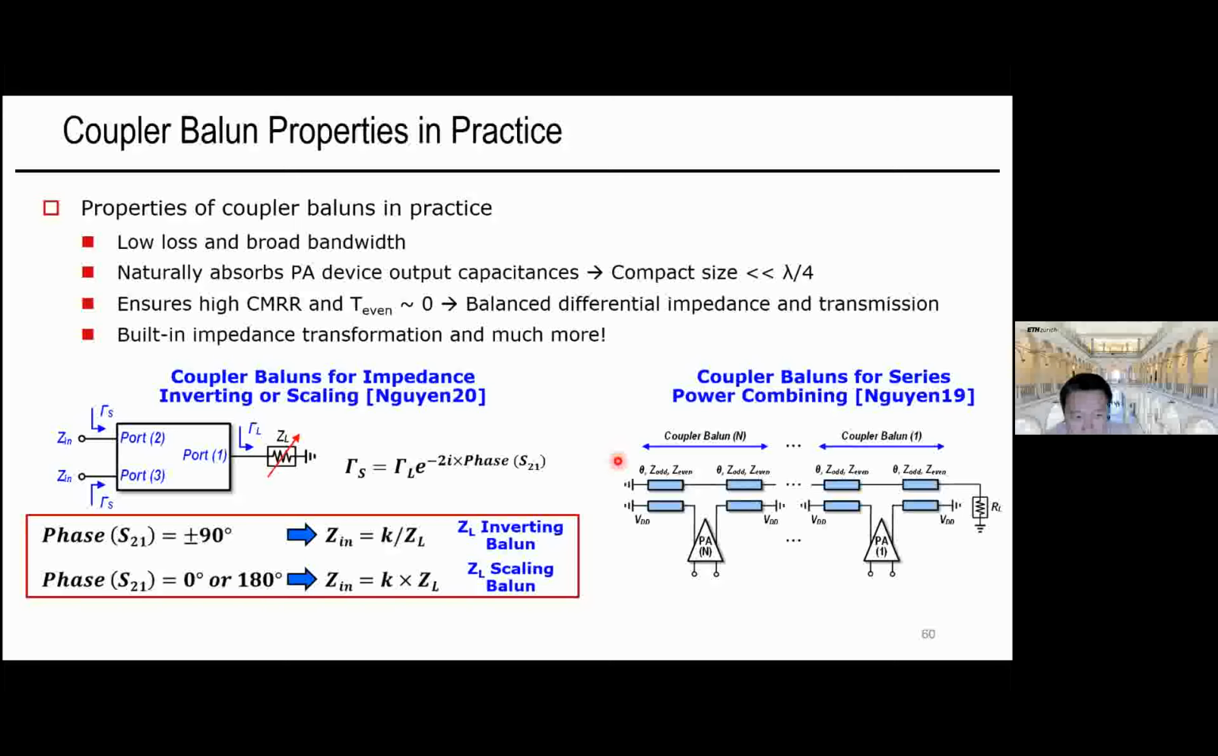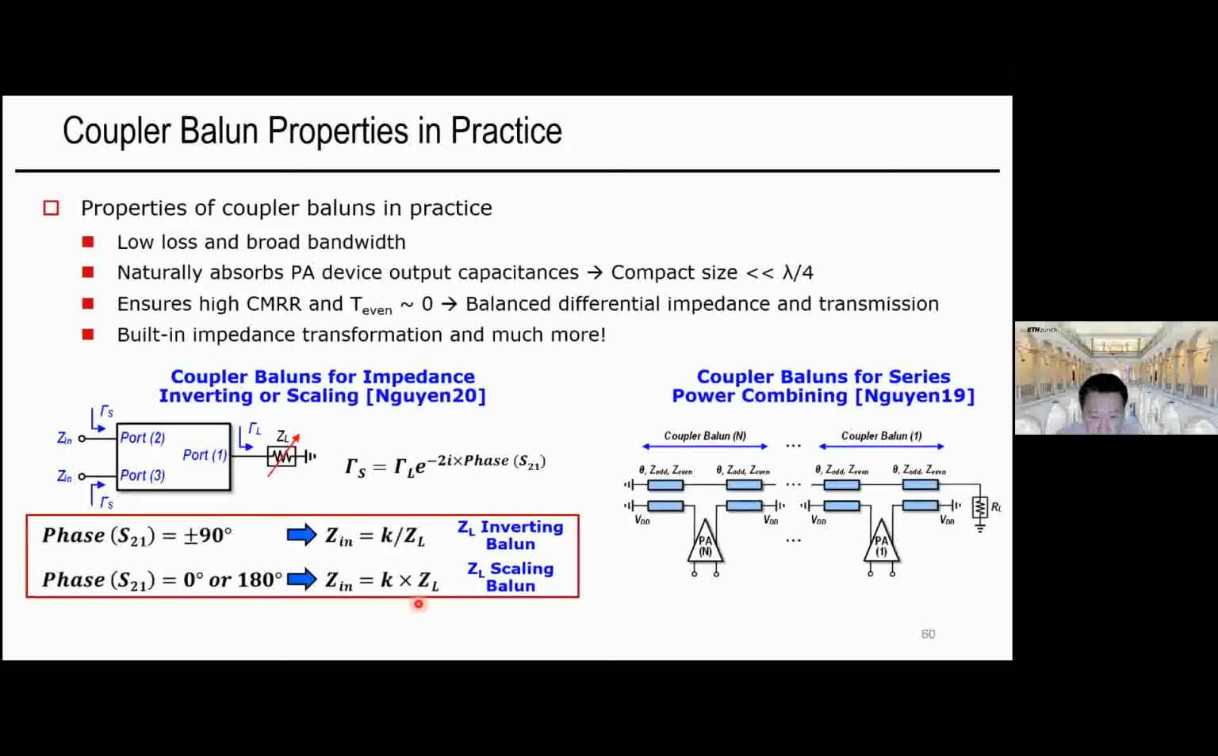For example, in our previous paper, we have shown that the coupler balun can be used to realize impedance inverting or scaling. It can be found that this impedance inverting or scaling behavior really depends on the phase of S21 if we define the ports in this way for the coupler balun. If the phase is around plus or minus 90 degrees, the network behaves as an impedance inverter balun. So when the load increases, the driving impedance actually decreases. If the phase is 0 or 180, it is a scaling balun. Essentially, the differential driving impedance will scale together with the load impedance.